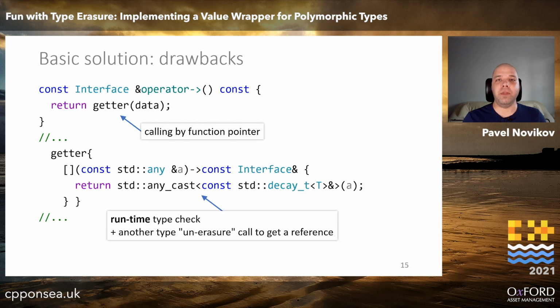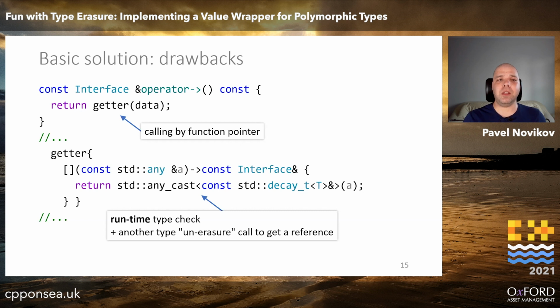What drawbacks do we have with this solution? The retrieval of the reference to interface is rather costly for one instance. So here I forgot, of course, to replace operator arrow with the value, but there should be a value getting reference to interface. And in there we have a call to getter. This call by pointer to function that we initialized in our constructor.